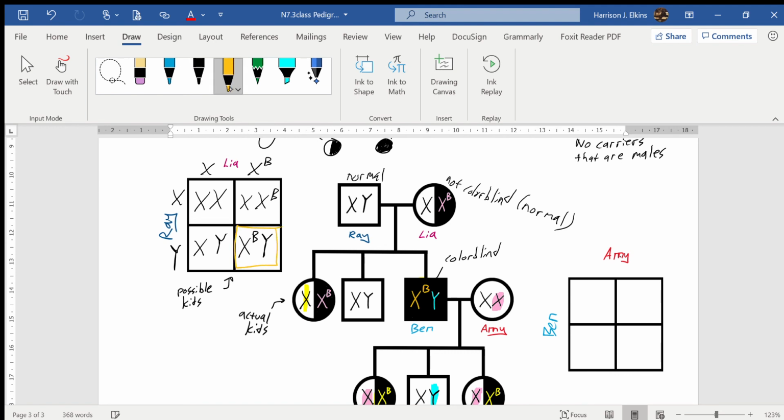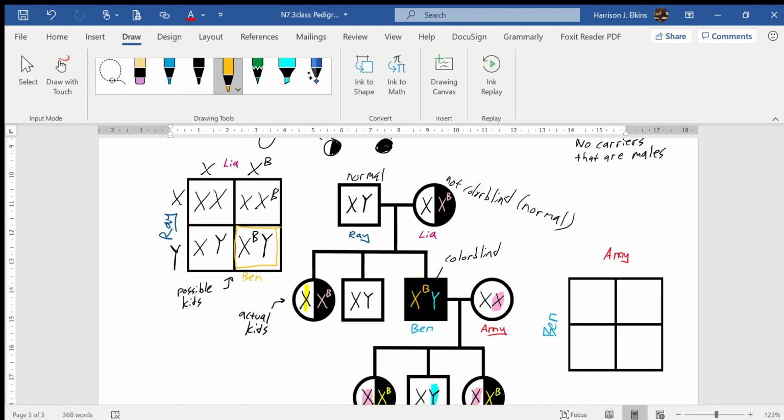That's Ben. Ben! Oh, that's Ben, okay? So Ben got an XB from his mother and a Y from his father, and he cannot inactivate that X, and so he's stuck with the only colorblind copy, and he has no way to inactivate it, so he is colorblind.